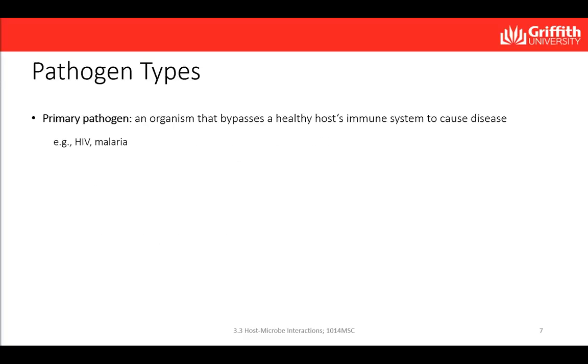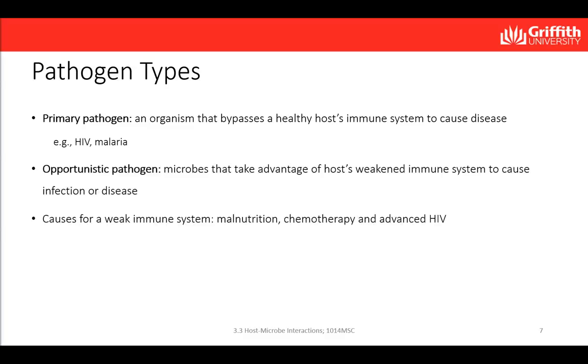Pathogens are classified into 2 general categories. The primary pathogen is an organism that can bypass the immune system to cause disease. Best examples for primary pathogens include HIV and malaria that infect healthy individuals and cause disease. Opportunistic pathogens take advantage of the host's weakened immune system to cause infection or disease. There can be multiple causes for a weak immune system, including malnutrition, cancer patients undergoing chemotherapy, or advanced HIV.